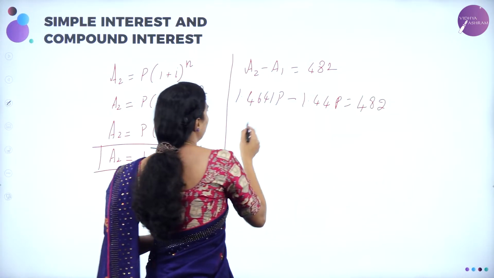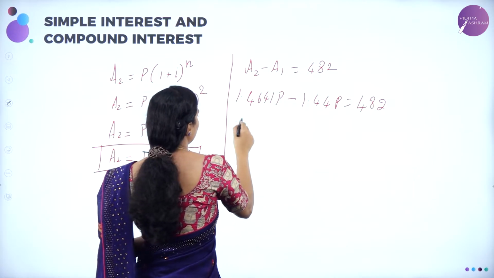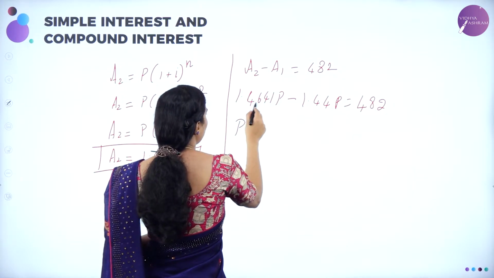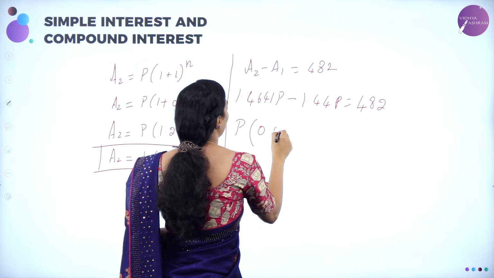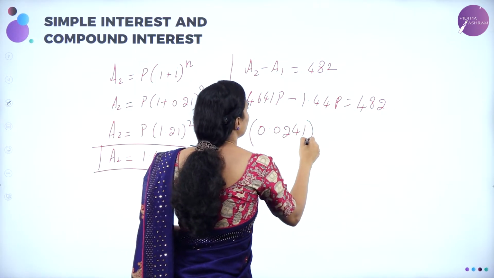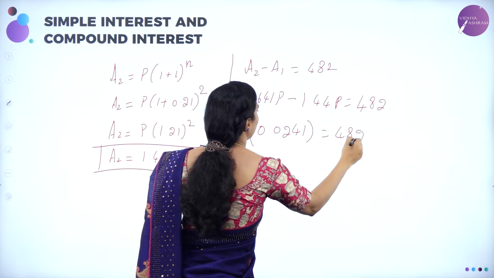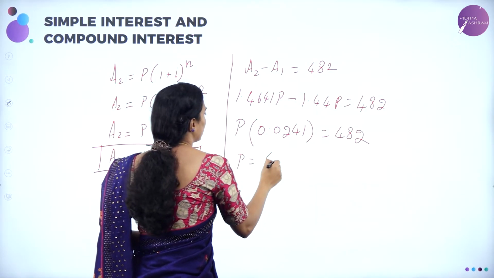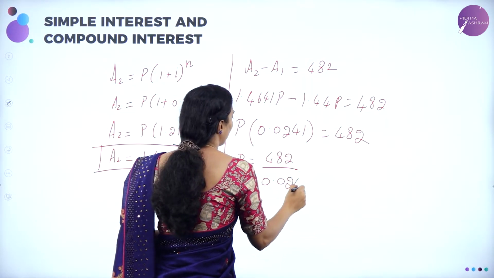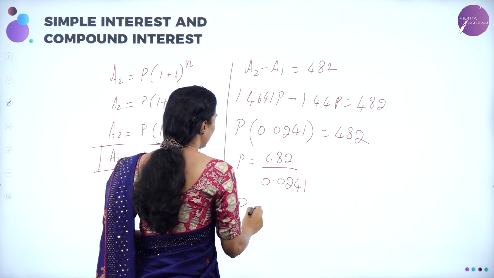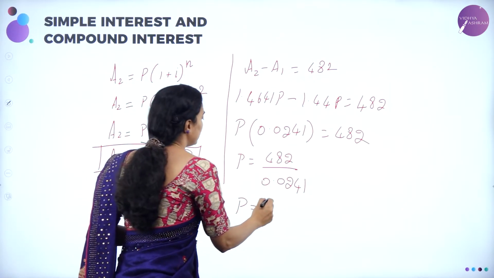This is equal to 482. Now you can take P as a common factor. If you take P common, 1.4641 minus 1.44 is 0.0241, so 0.0241P is equal to 482. Now P can be written as 482 divided by 0.0241. The answer you are going to get is P equal to 20,000.